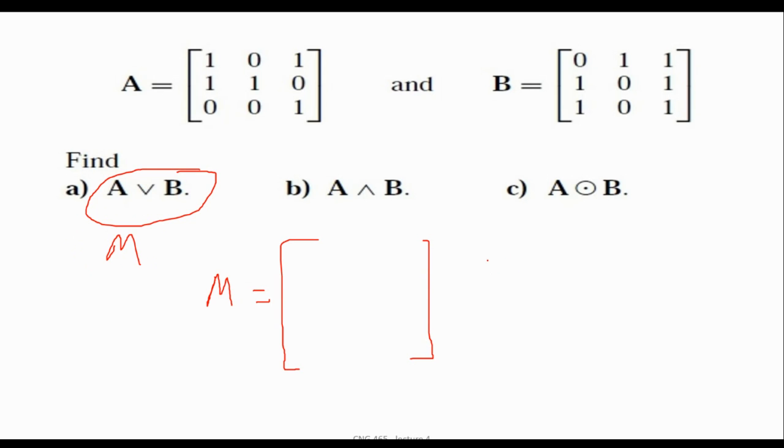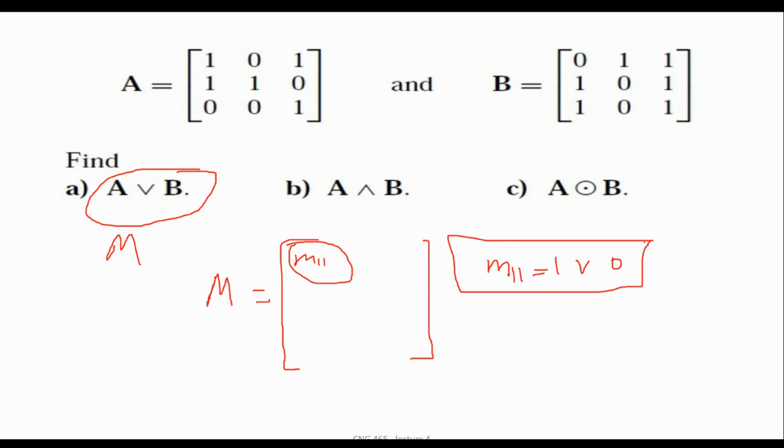And each one of the elements I can show like M11. This is related to the first row and first column element. So for your calculation, you can do this, like write M11 and show the calculation like 1, disjunction 0. This is also acceptable if you do that.